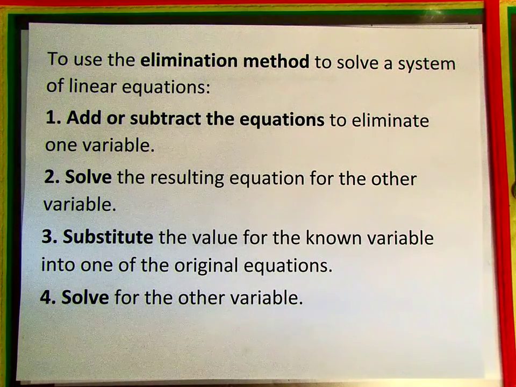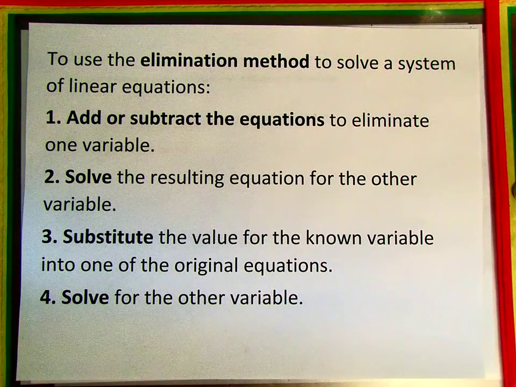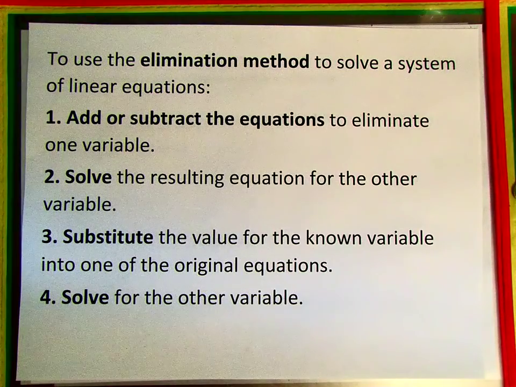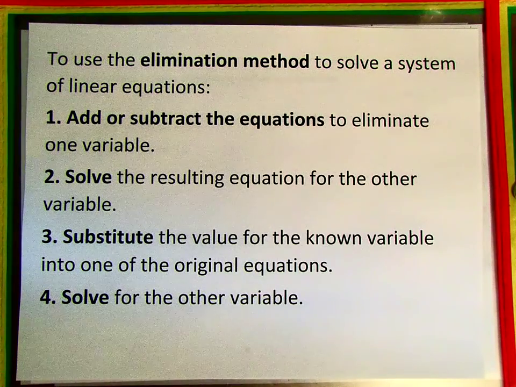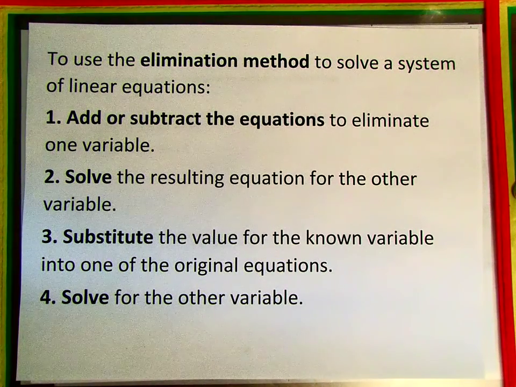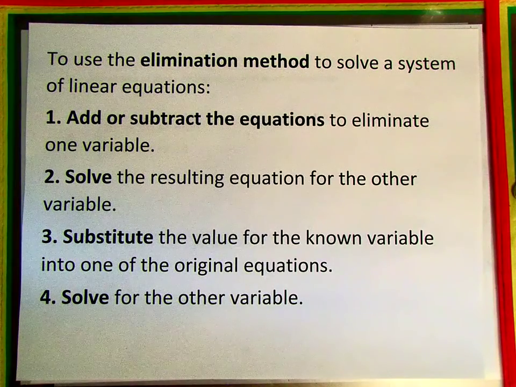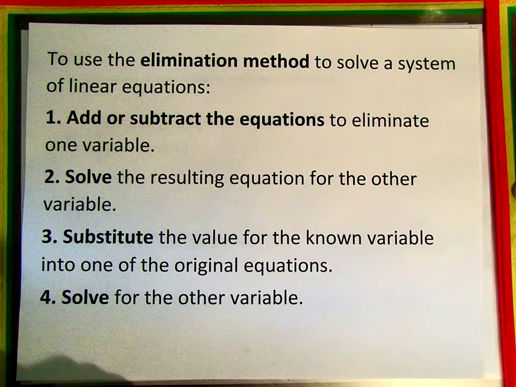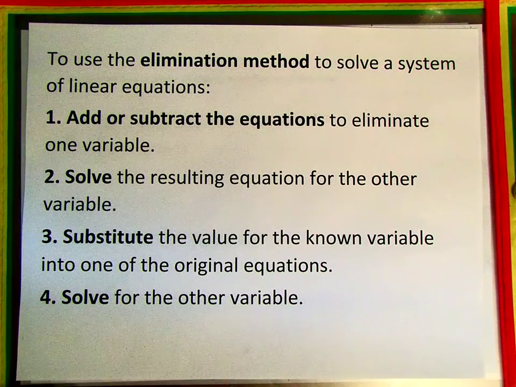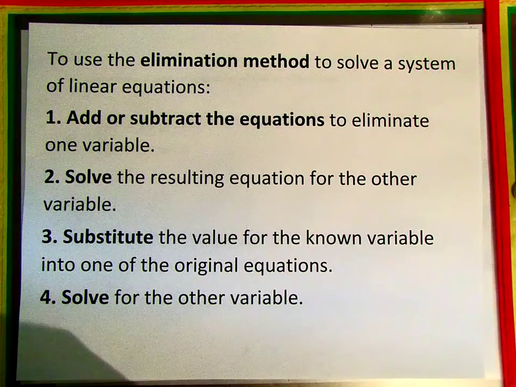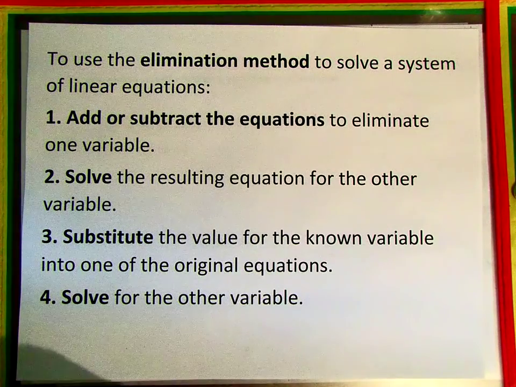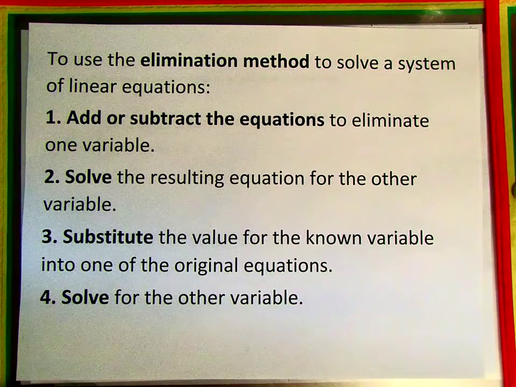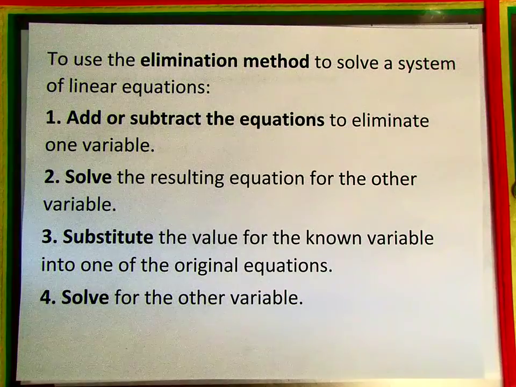So the first thing I want to do is go over the steps. Step 1, you want to add or subtract the equations to eliminate the variable. Step 2, solve the resulting equation for the other variable. Step 3, substitute the value for the known variable into one of the original equations. And step 4, solve for the other variable. So let's take a look at a few examples.